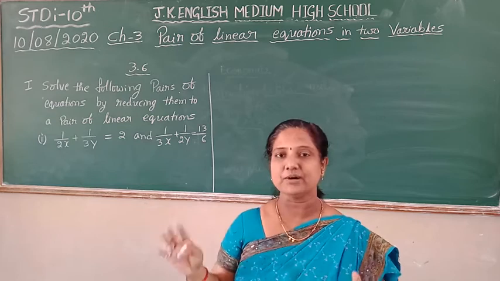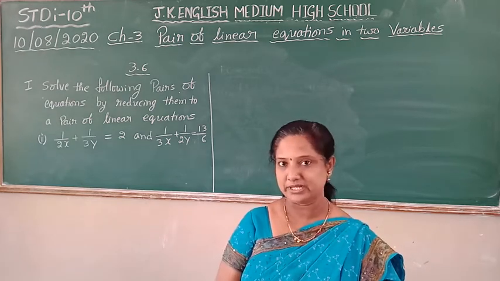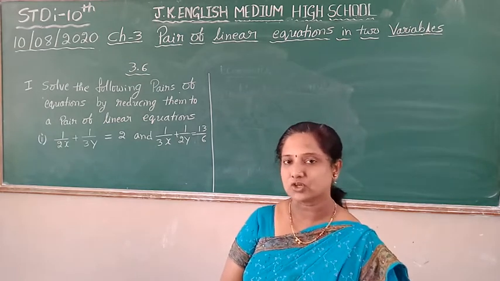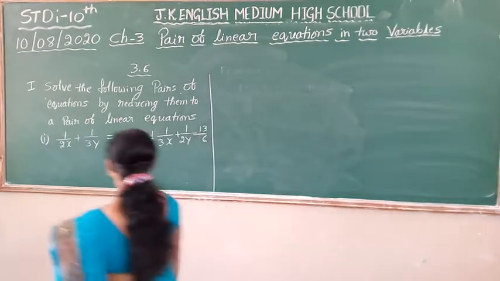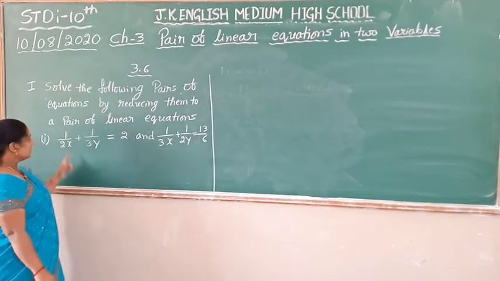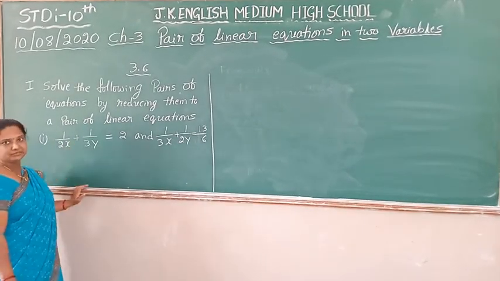Directly they are not in the general form of linear equations in two variables. We have to reduce them to that form, then we have to solve. So now, when I observe these two equations, the variables are in fraction form.